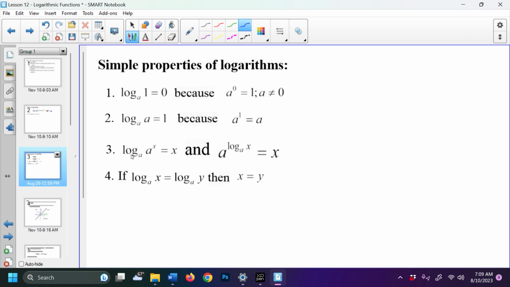Additionally, if I go log base a of a to the x, if you have the logarithm with a base and an exponential with the same base, then, there's more to it than this, but for all intents and purposes, the a's and the logarithms cancel out and you get just x. Similarly, if you switch them and have a logarithm as an exponent, the logarithm and the exponent will cancel out provided that the bases are the same. And then finally, if you have two logarithms with the same base that are equal to each other, whatever expression is inside the logarithm must also be equal to each other.